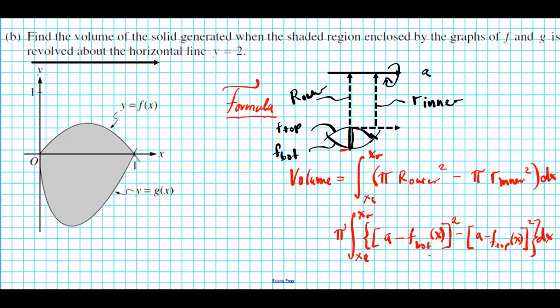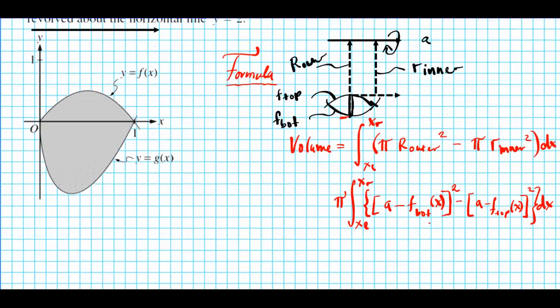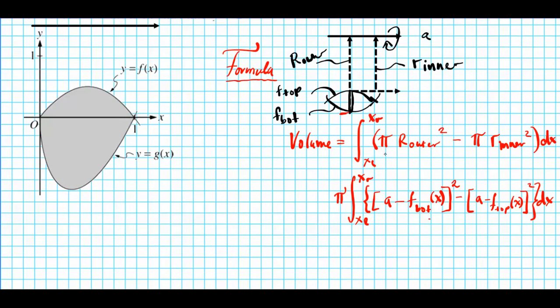Now guess what? If it were the case where the axis of rotation a were beneath the functions, what would happen is that the order will switch. You have f top minus a, squared, minus f bottom minus a, squared. Okay, you switch the terms in the parentheses, and then you switch the order of the radius. Because you have a different configuration where the top function is what determines the outer radius, and the bottom function determines the inner radius. But this is what we're going to use for this example.